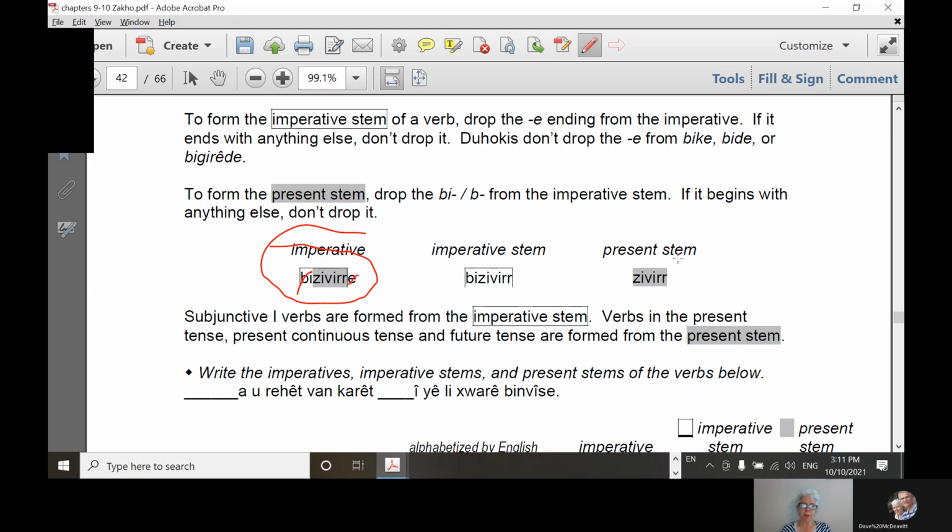Now, just a little disclaimer here. I've never heard of any grammar expert call it an imperative stem. That's my own making, my own use of the English language to describe what's going on. So if you look in other grammar books, you probably won't find that term.